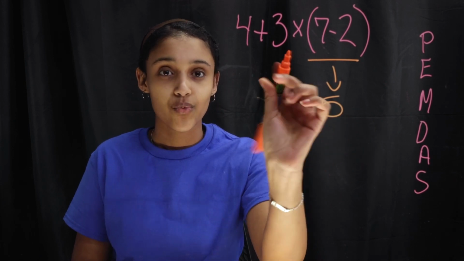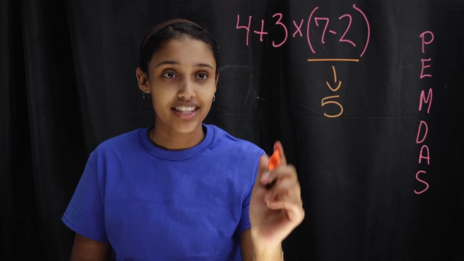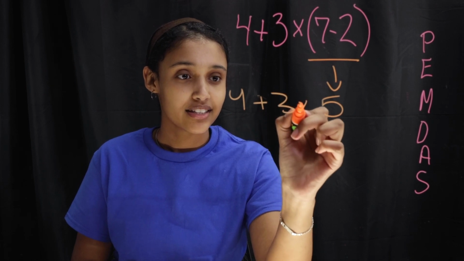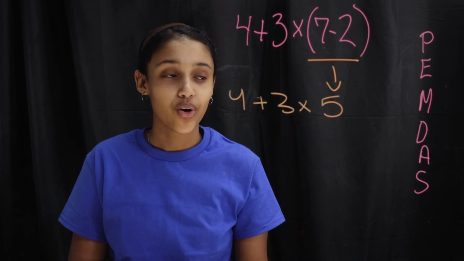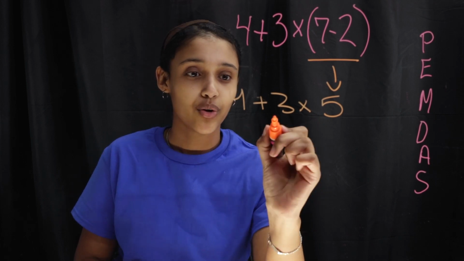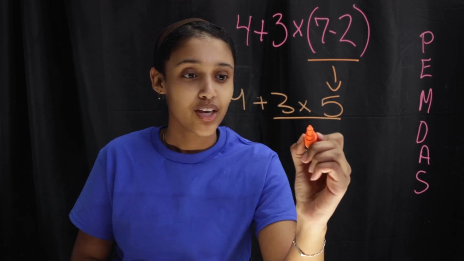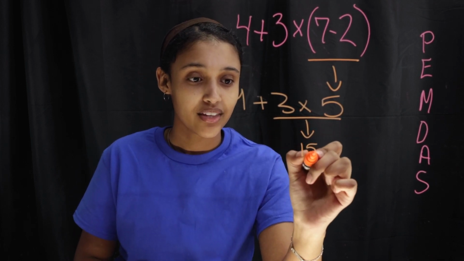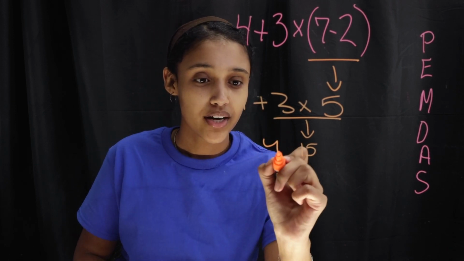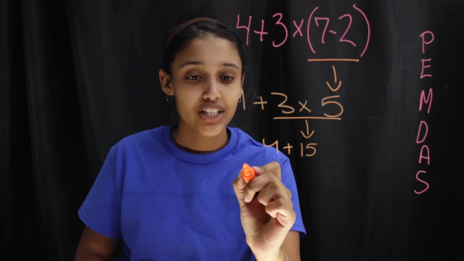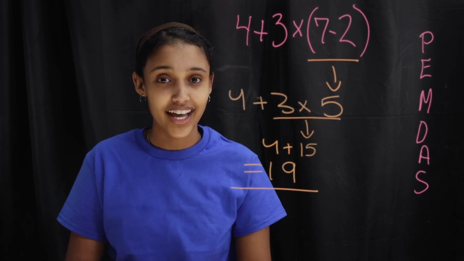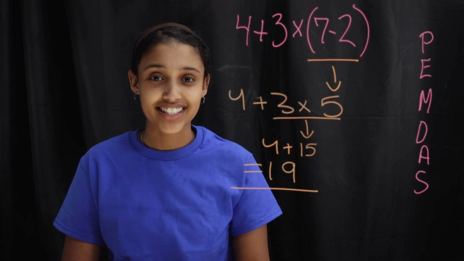Now we can use the rest of the operation just like that. So we have 4 plus 3 times 5. According to PEMDAS, multiplication comes before addition, so we're going to do 3 times 5, which will give us 15. Now we can carry down the 4 plus. So 4 plus 15 gives us 19, and that'll be our answer. Did you get that? If so, congratulations.